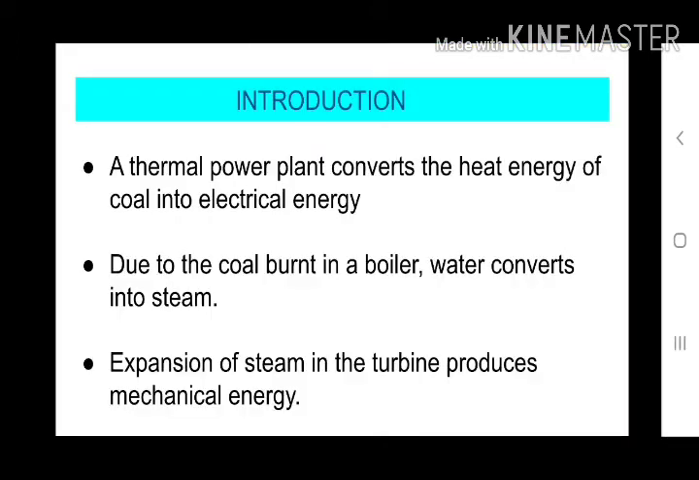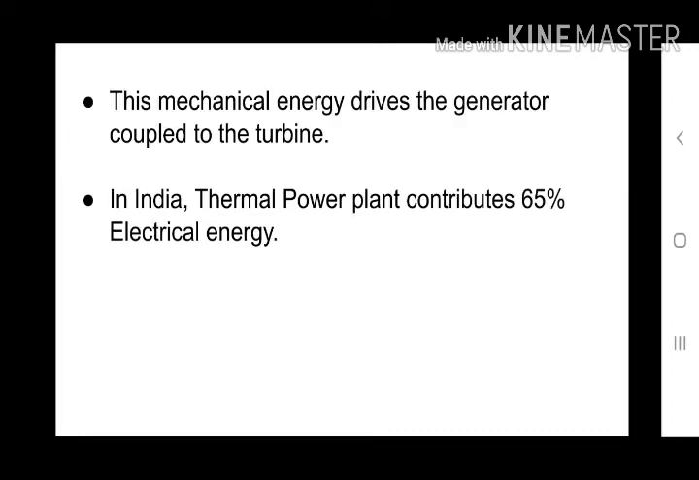A thermal power plant converts the heat energy of coal into electrical energy. Due to the coal burned in a boiler, water converts into steam. The expansion of steam in the turbine produces mechanical energy. This mechanical energy drives the generator coupled to the turbine. In India, thermal power plant contributes 65% electrical energy.